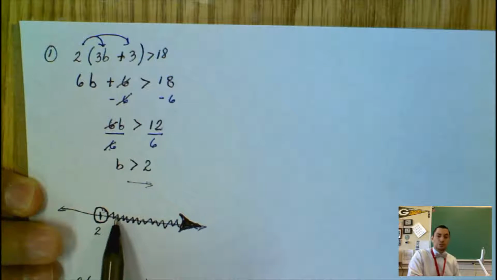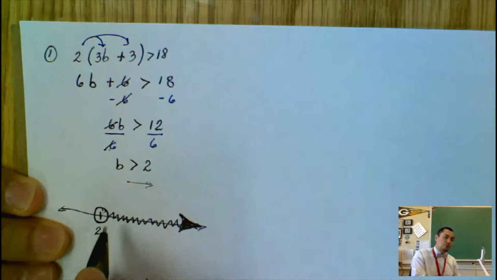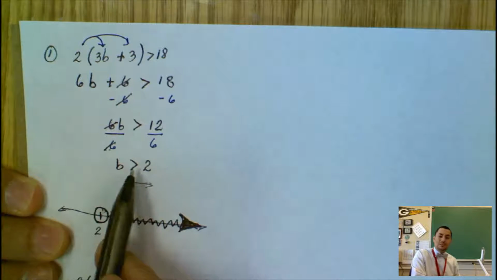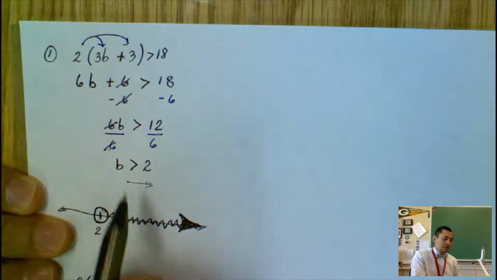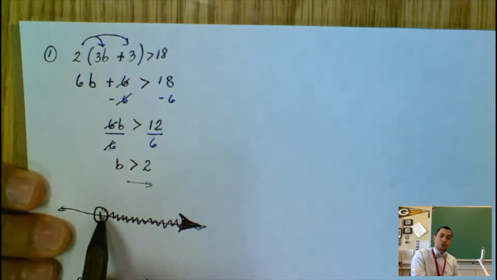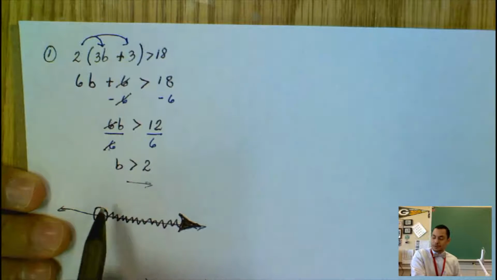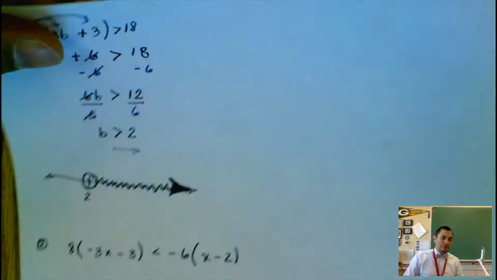For example, if you choose 3, 3 is greater than 2. True. If you choose 2.1, 2.1 is greater than 2. Yes, it's true. If you choose 2, 2 is greater than 2. No, that's not true. That's the reason why 2 is open. That circle is open. Okay, that's example number 1. Let's move to example number 2.